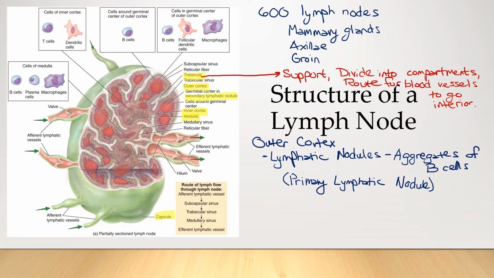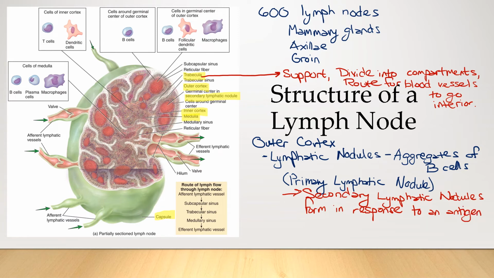And secondary lymphatic nodules, these form in response to an antigen or foreign substance. And these are sites of plasma cell and memory B cell formation. So secondary lymphatic nodules will form in response to an antigen. And this is where we get plasma cells and memory B cells. And again, we'll talk about these specific types of cells a little bit later, but this is where we get these types of cells in these secondary lymphatic nodules.